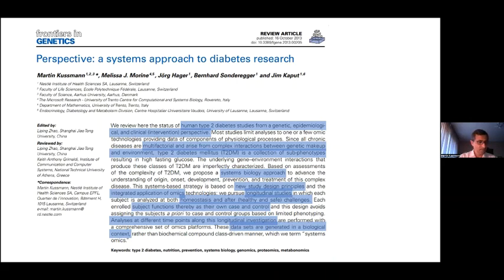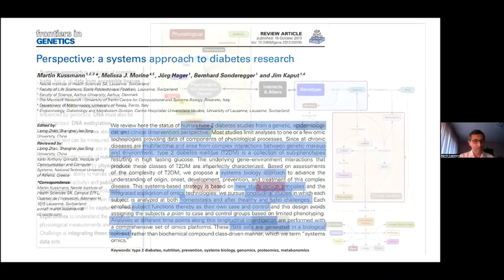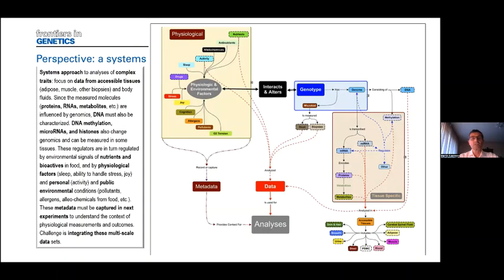These study designs are longitudinal, for example, where each subject can serve as its own case and control. And these subjects are not only studied at homeostasis, but also before and after challenges, for example, metabolic challenges. And then everything is based on omics integration and deep phenotyping. So this is how such an integration map can look like. This shows you such a graphical display of a systems approach to analyzing complex traits.